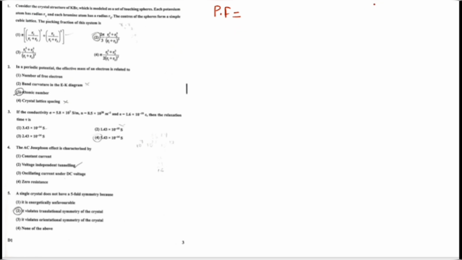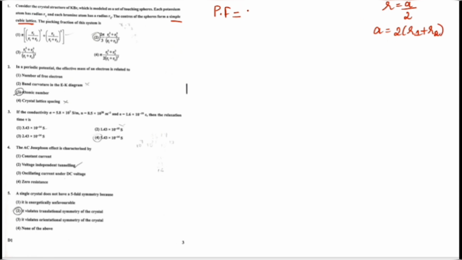Okay, so in the simple cubic lattice, what is the relationship between R, that is the atomic radius, and the side of the unit cell, which is represented by a? R is nothing but a divided by 2. So for the volume of the unit cell, here we have KBr, that is K plus and Br minus, which have two different radii, R1 and R2. So a will be 2 times (R1 plus R2). If I cube this, I'll get the volume.